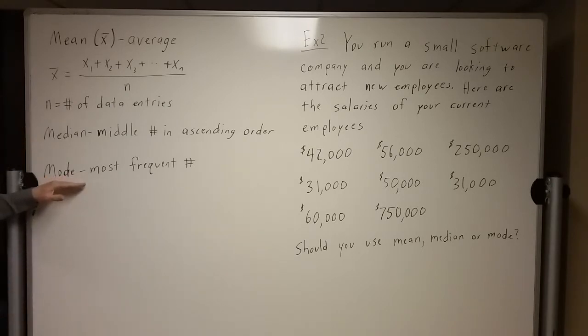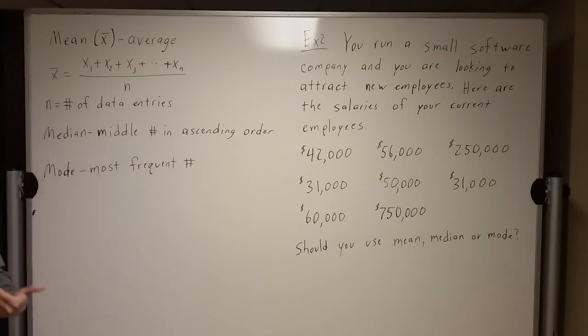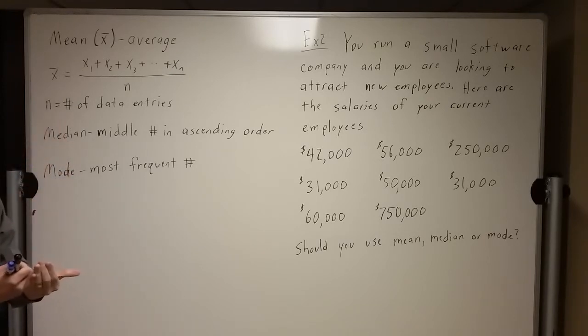And then the mode is just the one that occurs the most. It's the most frequent number. Right? There are some sets of data where all 3 of these would be about the same number. It just depends on the set of data. There are some sets of data where these 3 things vary by quite a lot.